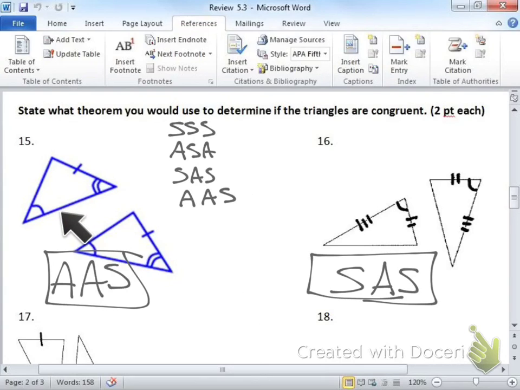I was thinking that 15 was going to be ASA. It would be ASA if the side was in between the two angles. But see how the side's on the outside? That's why it's, see the difference? Like here the angle's in between the sides, right in between them. Here you have a side in between the angles and then the side that has congruent. So that's why it's not, the S is not in the middle.